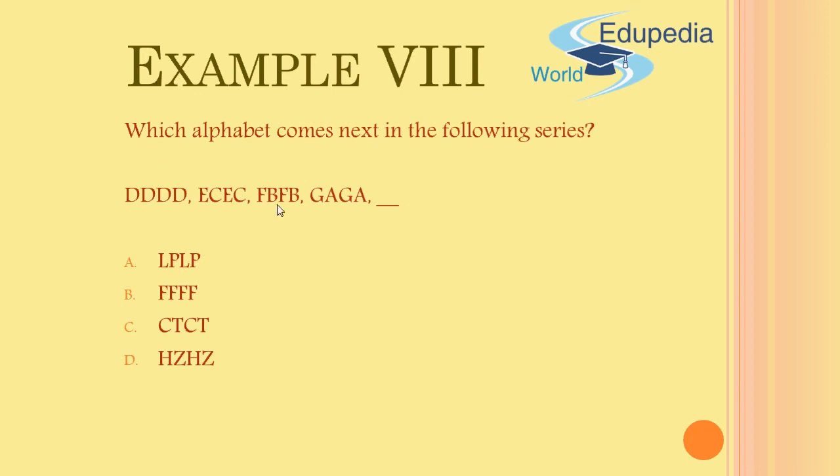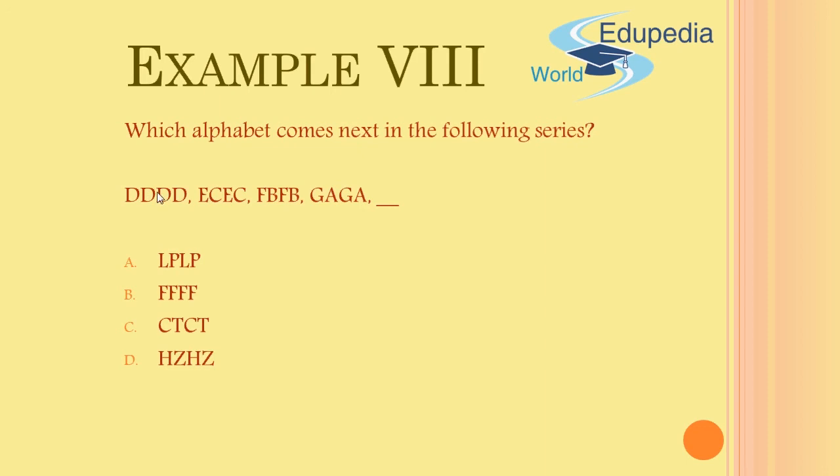So over here I will use the technique of correlation. So I will correlate the first letter of each word, the second letters of each word, the third letters of each word, and the fourth letters of each word. So for the first letter it is D, E, F, G. So what am I doing? I am moving forward by one letter. So D, E, F, G, then it should be H.